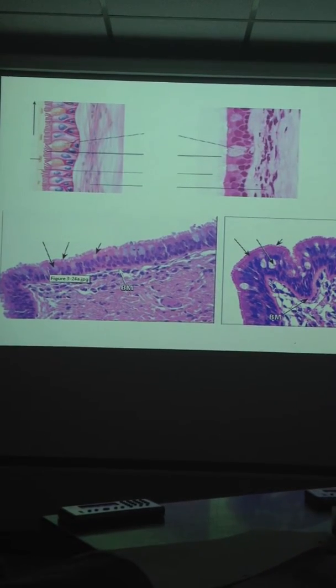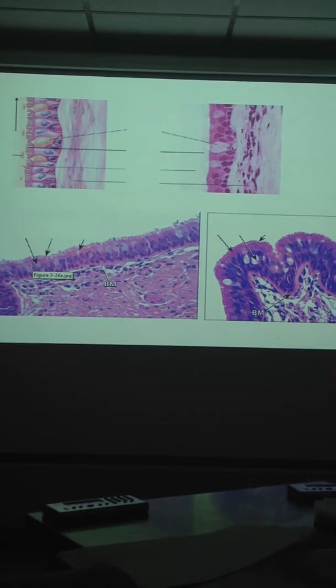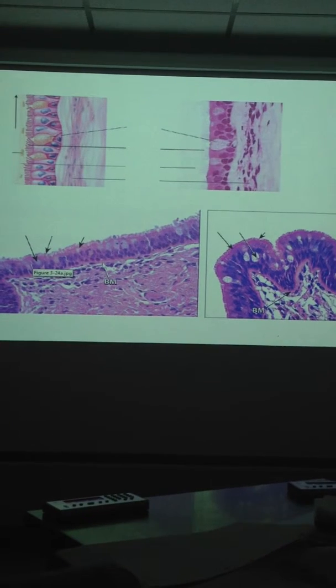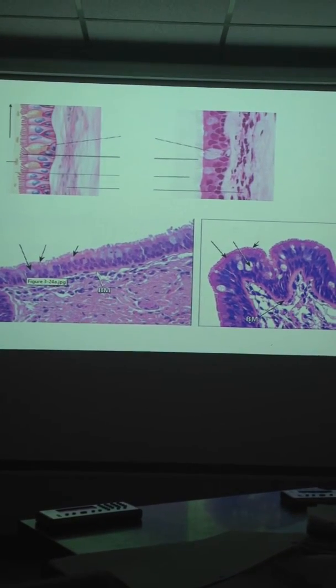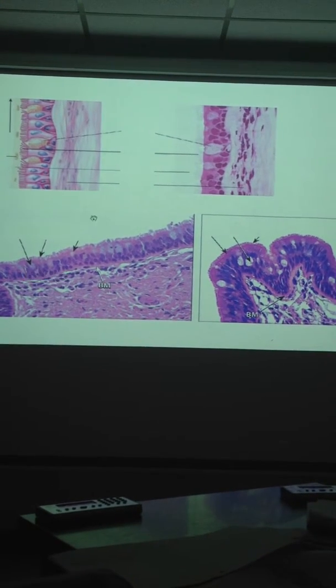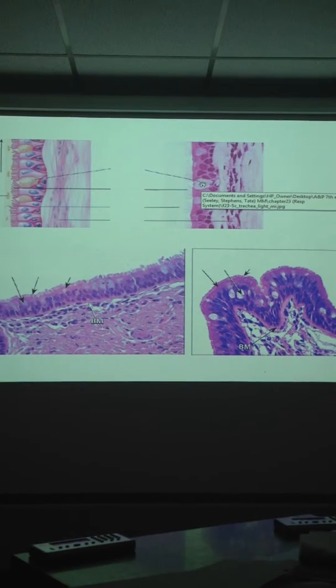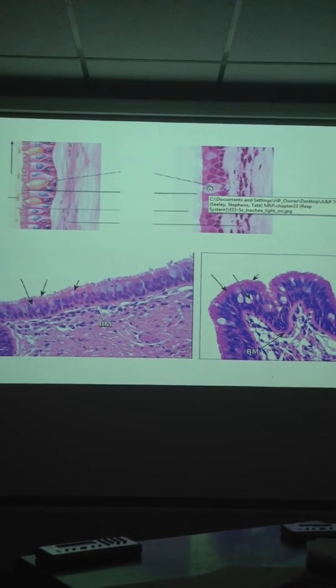Mucociliary escalator. So that would refer to airways below the throat, like the trachea and the main bronchi, because they're sweeping the mucus up. Name of the protein secreted by the goblet cell. Mucin. How is it secreted? Exocytosis.